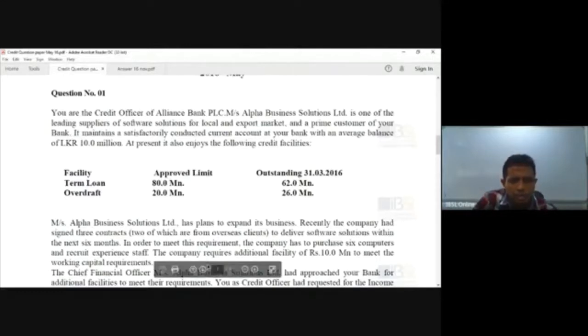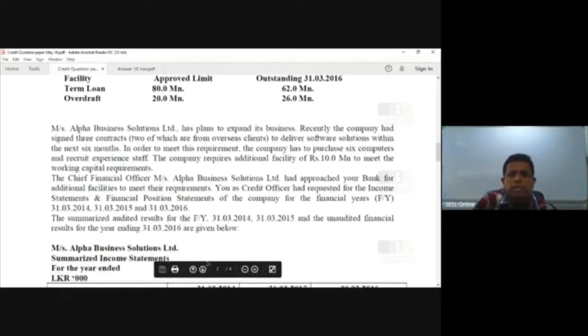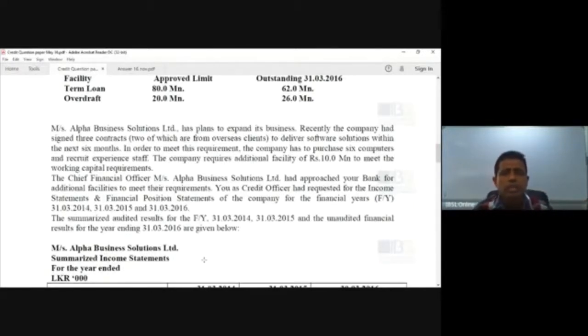Alpha Business Solution has plans to expand its business. Recently, the company had signed 3 contracts, 2 of which are from overseas clients, to deliver software solutions within the next 6 months. In order to meet this requirement, the company has to purchase 6 computers and recruit experienced staff. The company requires an additional facility of 10 million to meet the working capital requirement.